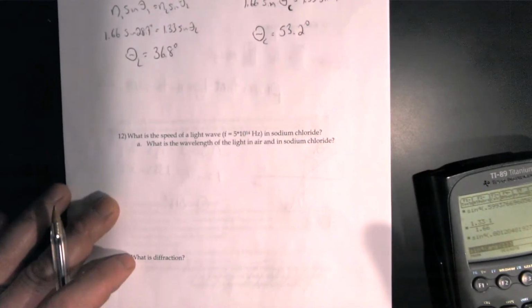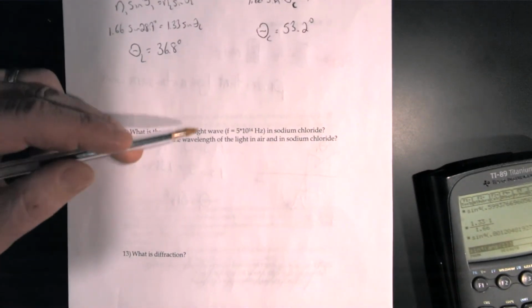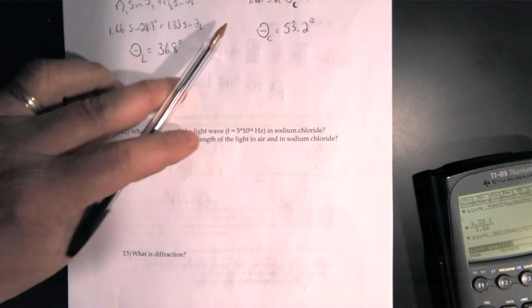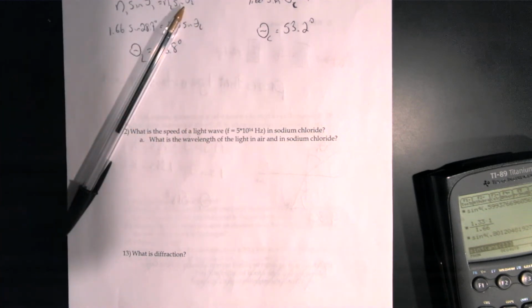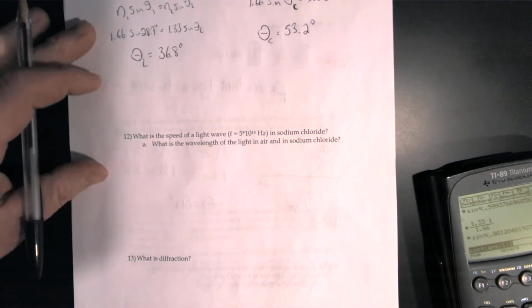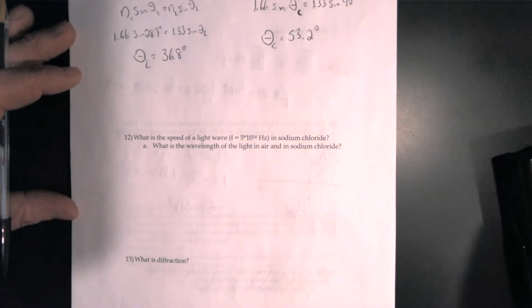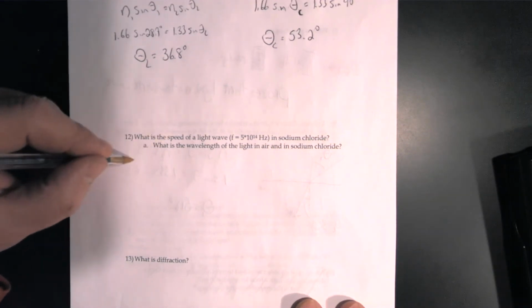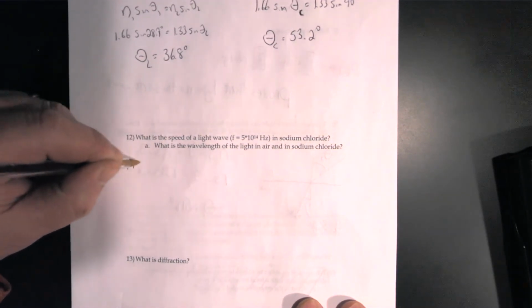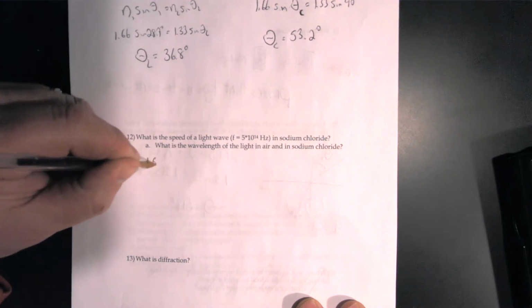Okay. Number 12. Now, what's the speed of light in sodium chloride? And I'm going to pause this for a second. Okay, so for 12, what's the speed of light in sodium chloride? Okay, so in our reference tables, the N, the index of refraction of sodium chloride, is 1.54.